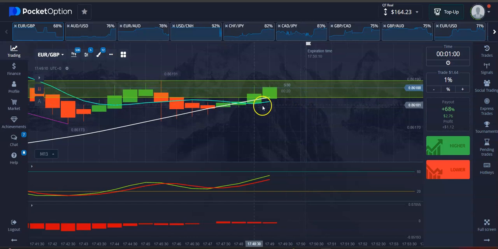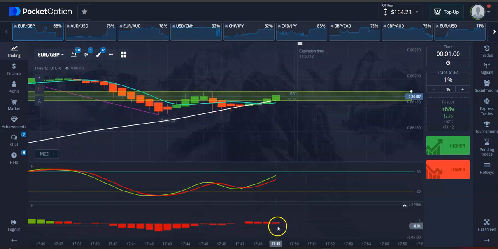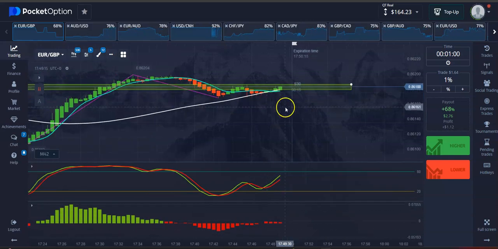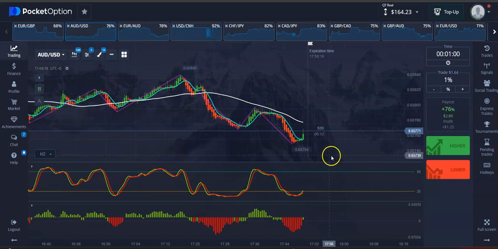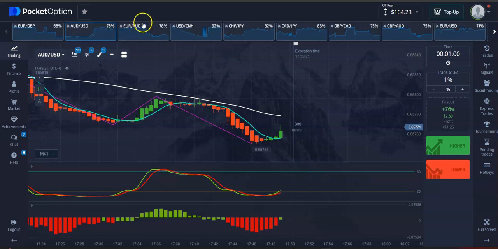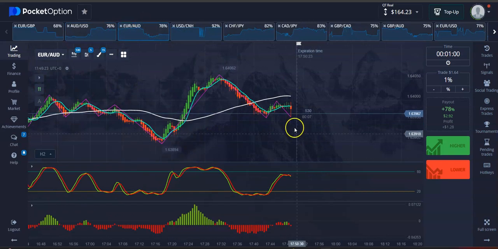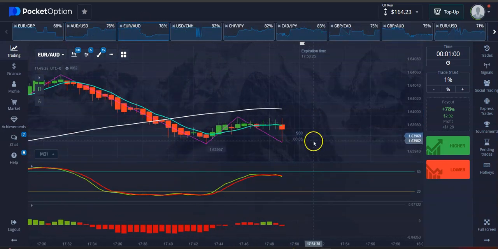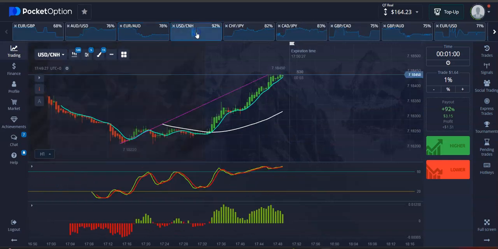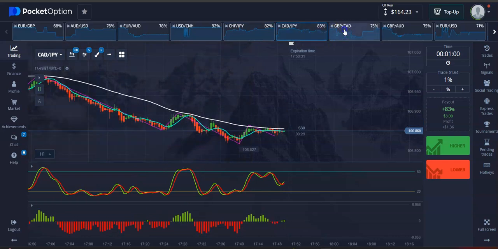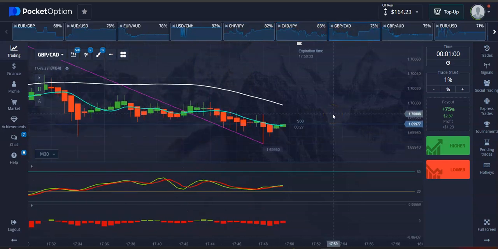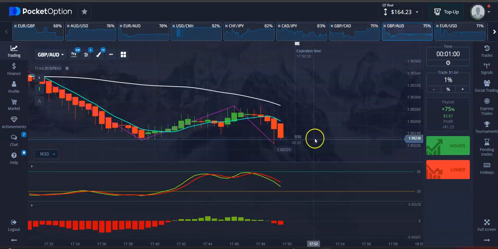Right, as you can see right here, this one is pumping, even though it's still in red. It's pumping, but the volume is very weak, so we gotta be careful with that. Okay, this one is pumping a little bit. This one is going down. This one's still pumping. Let me see if I can find more opportunities.